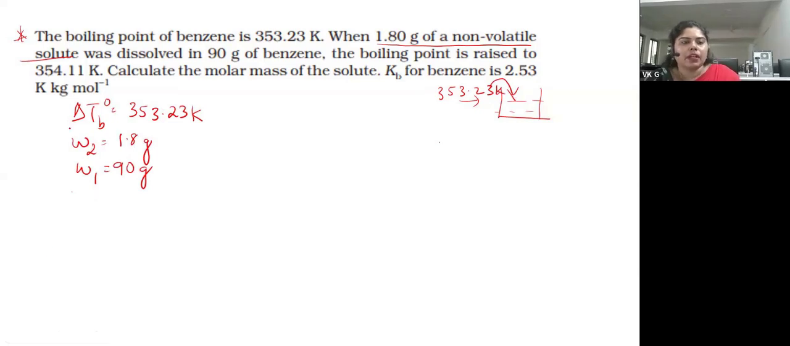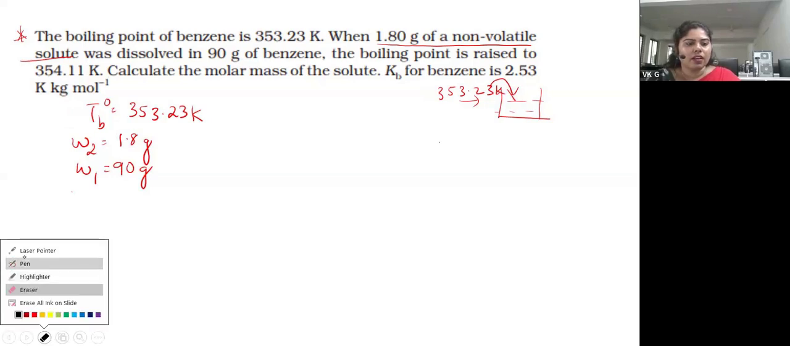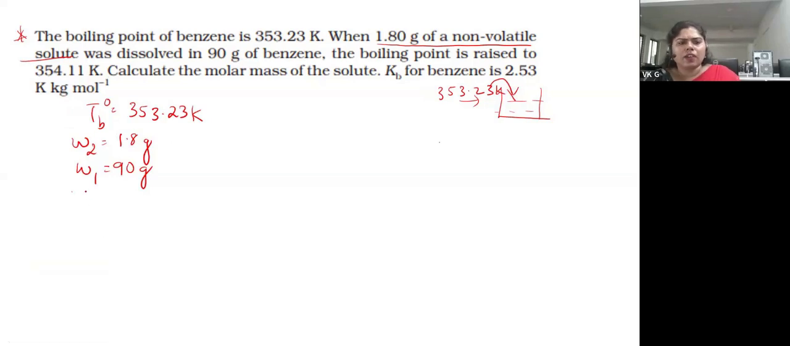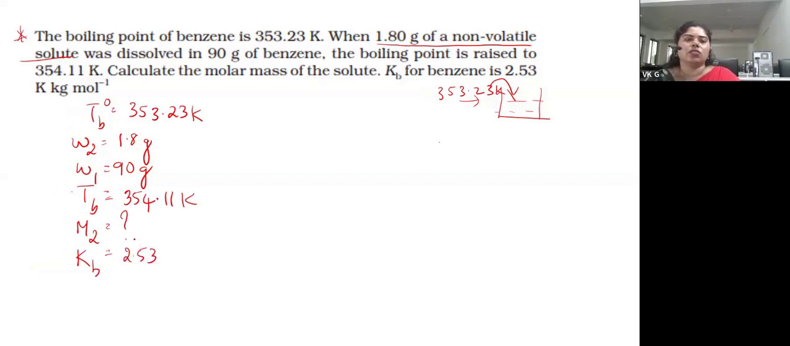The boiling point is raised to, I'm sorry, this has to be, one minute. This need not be delta TB. Why? Because they have given me the exact boiling point. So that's just TB0, right? And of course, one more boiling point they've given after adding solute. How much is it? 354.11 Kelvin. So they have given me two temperatures. I need to find out the difference. That is delta. Anyway, calculate the molar mass of the solute. That is, M2 is equal to how much, we have to calculate. KB is given. That is the constant 2.53 Kelvin kg per mole. Okay.